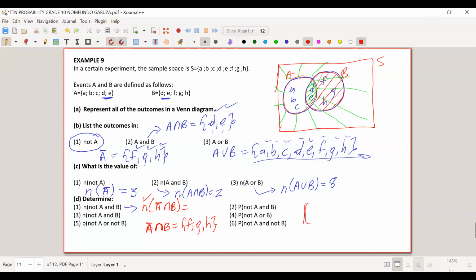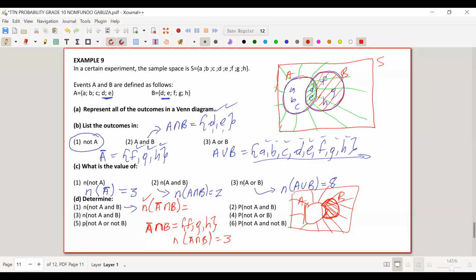This is our A, guys, and this is our B, right? So what's not in A is going to be something like this. It intersects with what is in B, so what's in B is this part over here. We are only interested in this part, which is F, G, and H. So the size of A complement intersects B is going to be 3.